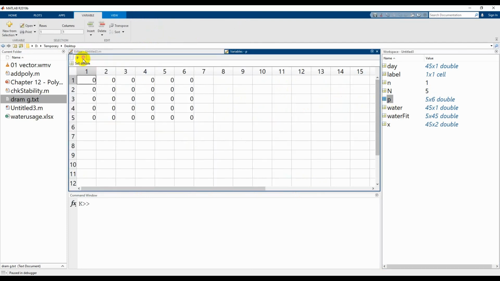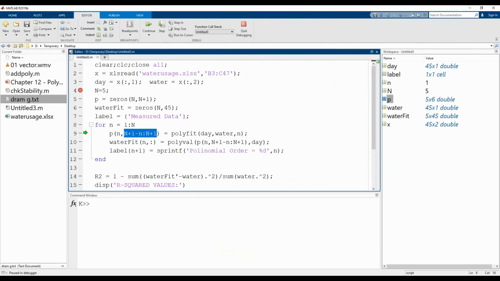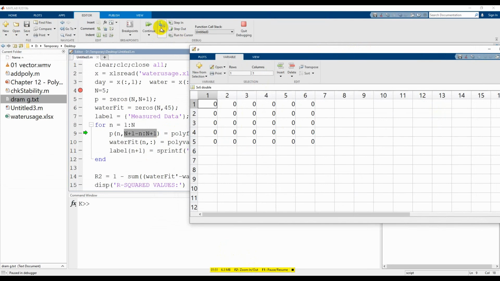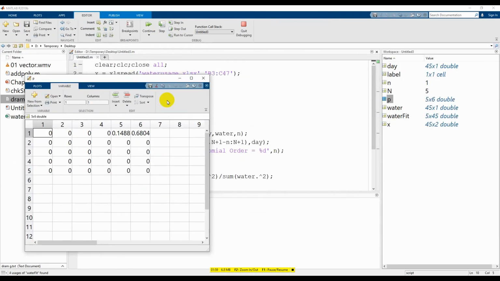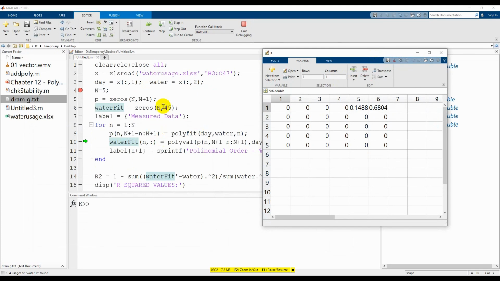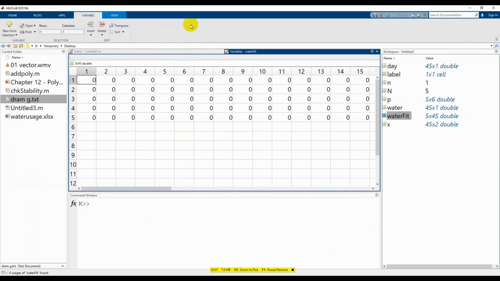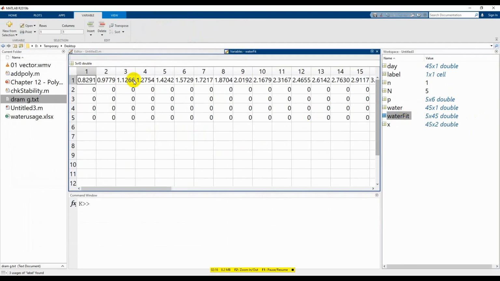So you can see here, let me, okay, where is it? Okay, you can see here, and if I step this, it will analyze polyfit with the first order. And then you analyze the water fit. So water fit originally is zeros. You run this and you will get the analysis data.